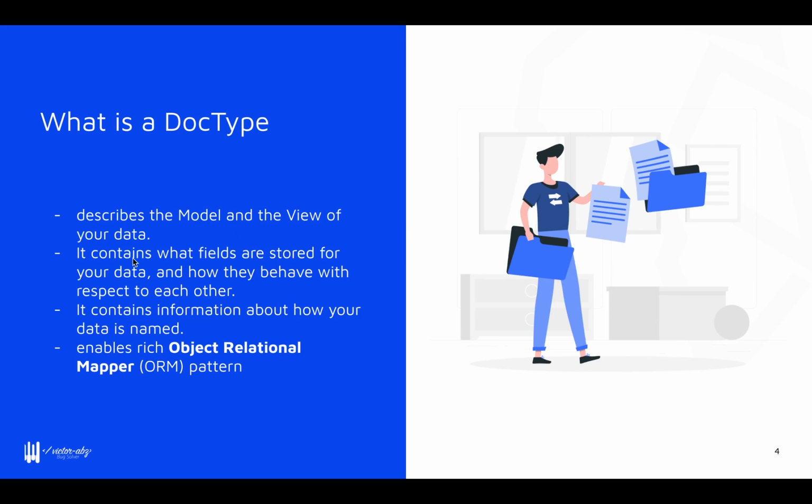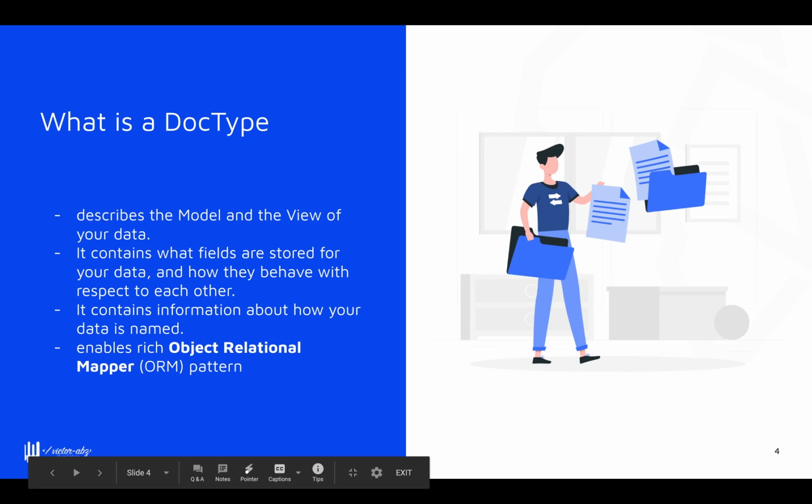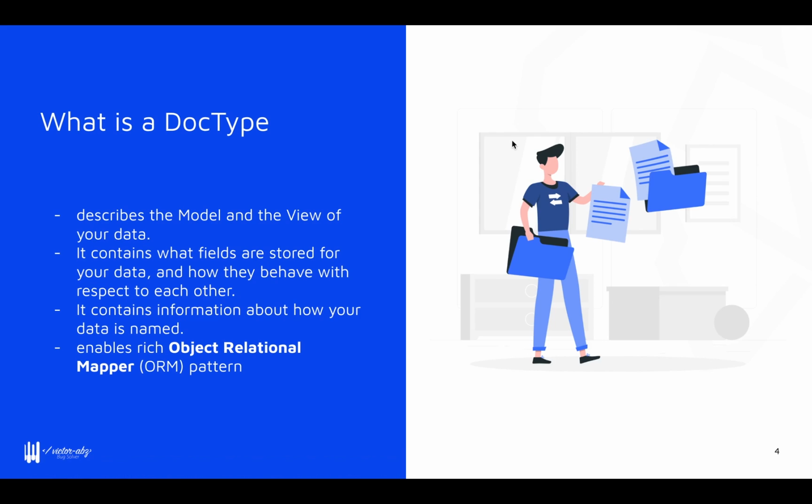It contains what fields are stored for your data and how they behave with respect to each other. It also contains information about how your data is named, and it enables a rich object relational mapper. Object relational mapping is an easy way to read and write data in the database without writing an explicit SQL query. So let's create our first DocType.